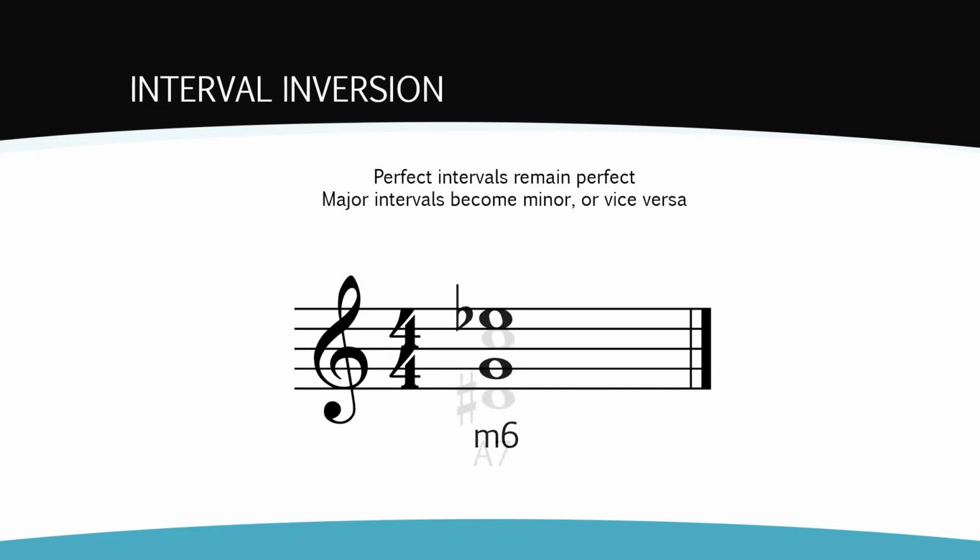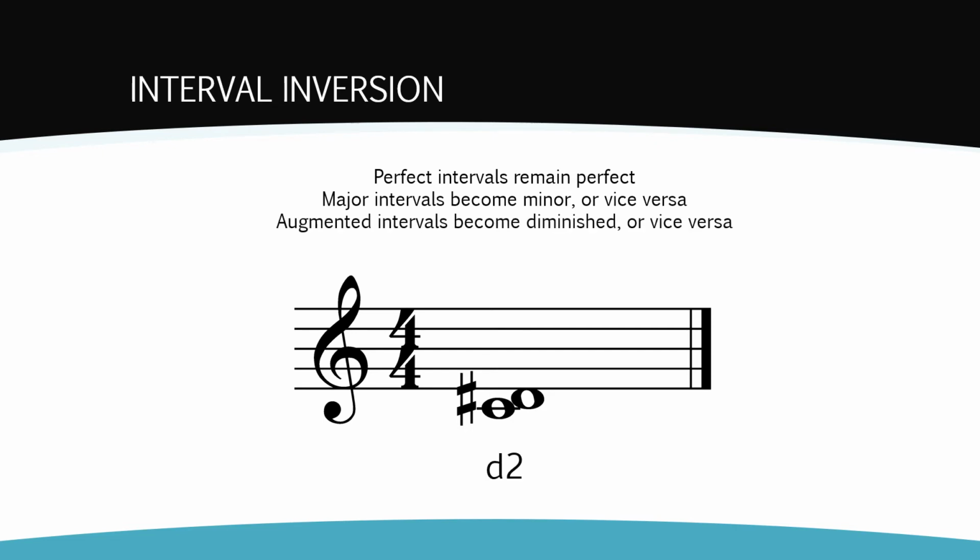What about a diminished or augmented interval? Let's invert the dyad that makes up the interval of a diminished seventh between D sharp and C. If we move the C so that it's now below the D sharp, the interval between the two pitches changes from an augmented seventh to a diminished second.